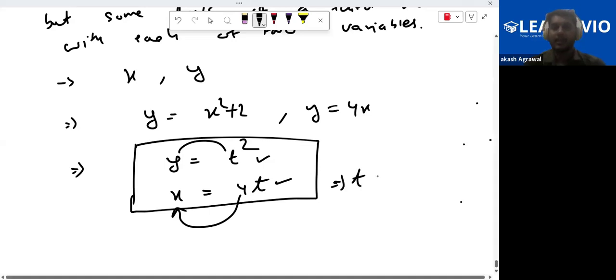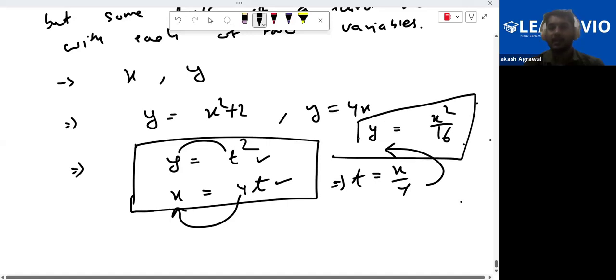You can write t as x by 4. You replace this t here. You have y equal to t square by 4. So x square by 16. So this way you can get the main function again. But in differentiation, we should not do like this. Okay? So how to do parametric differentiation?